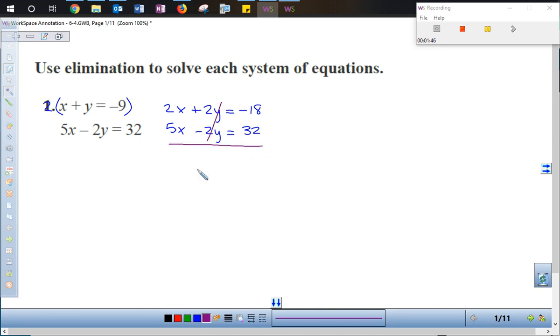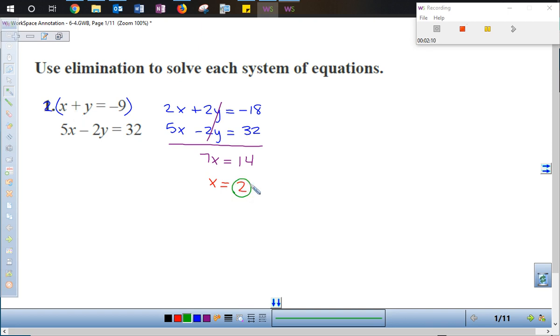So the 2y's cancel out. 2x and 5x leaves me with 7x. And then negative 18 plus 32 leaves me with 14. Next, to solve, I want to divide each side by 7. So if I divide my left side by 7, I'm left with x, and my right side by 7, I'm left with 2.